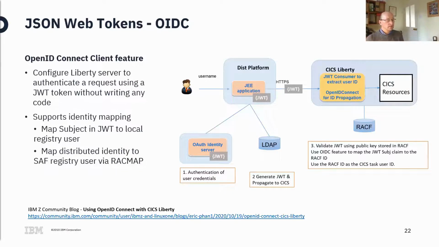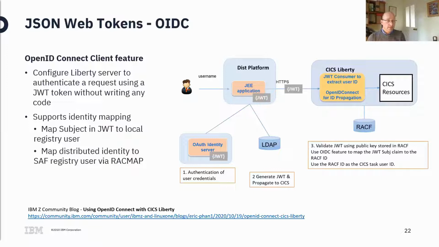In this instance, again, we'd have our OAuth identity server outside of CICS. The distributed platform will probably use an LDAP registry, and we'd flow in a JWT from that remote Java EE application into CICS Liberty. And then the OIDC support in Liberty will dynamically consume and extract a specific claim, by default the subject, and map that to a RACF user ID based on a rack map.